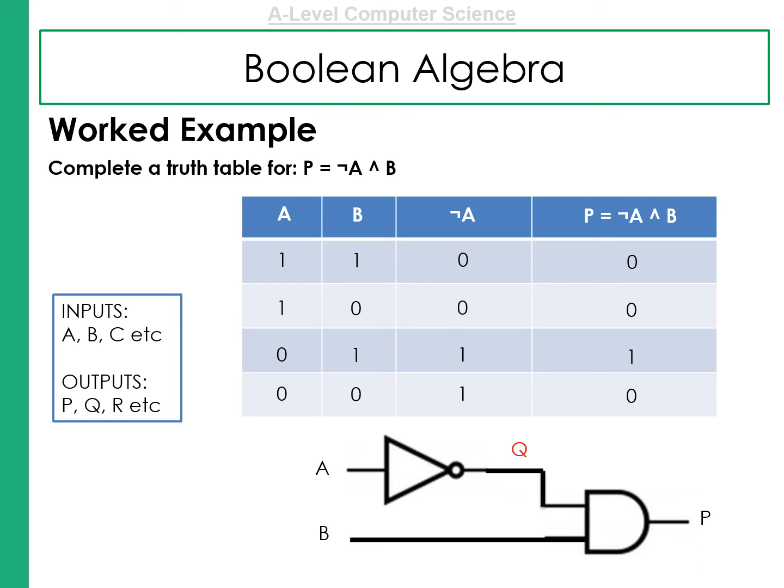Here's another example, for P equals NOT A AND B. Now, when we think about this, we have to think about the order of precedence. There's no brackets here. So the first thing that we have to do is write NOT A. So we can think about inverting the values from A before we use our AND gate.